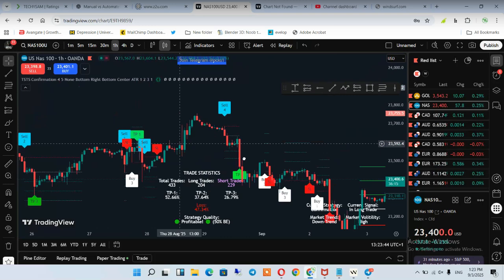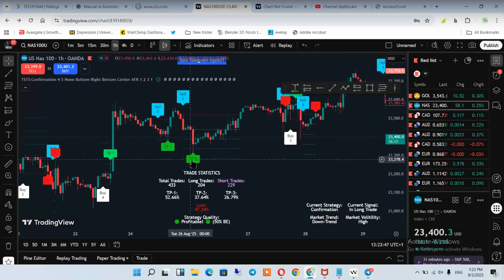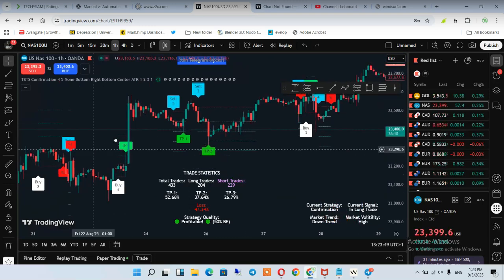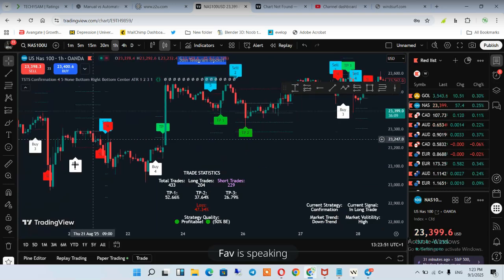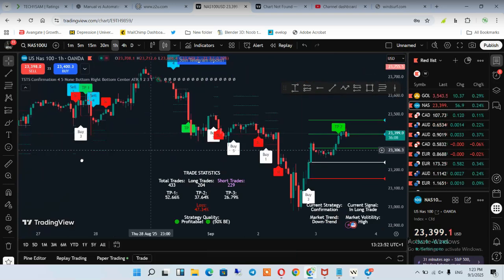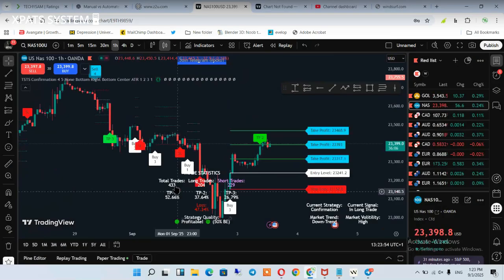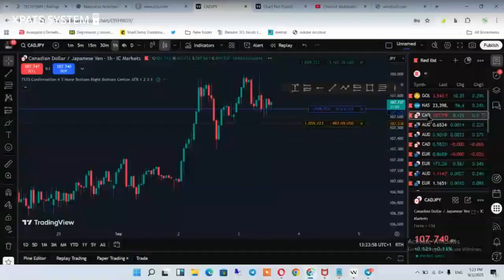Then if it comes back, we see TP2, TP1, then some SLs and so on. So overall, we just use the statistics. We are profitable. Then let's check CAD JPY.